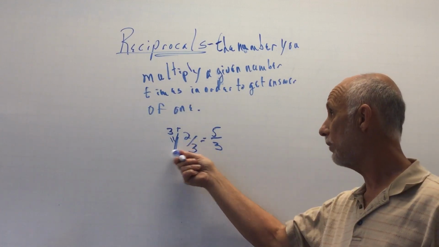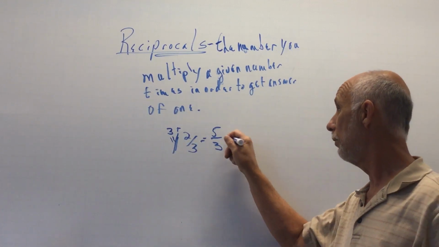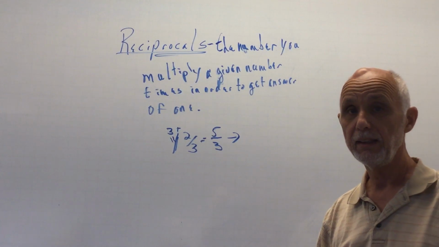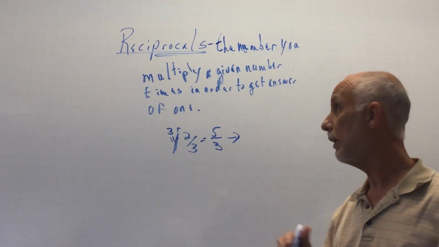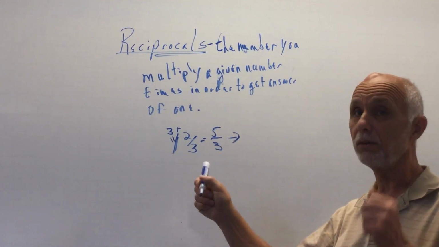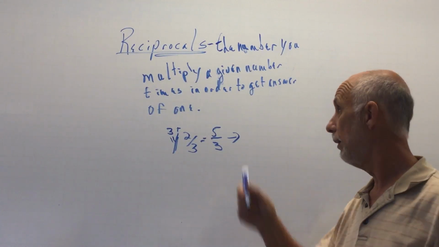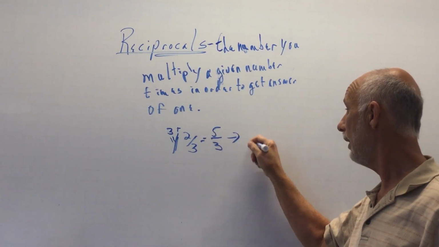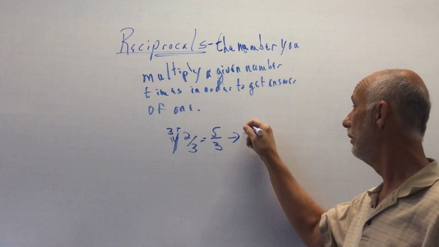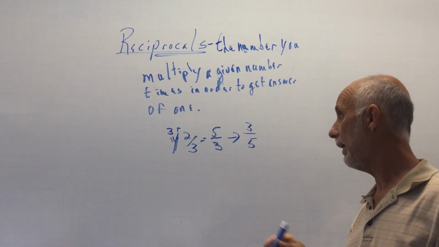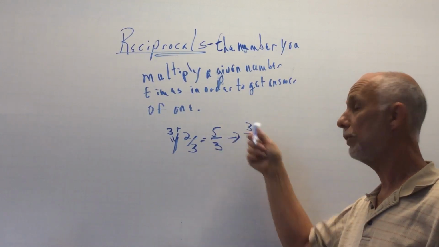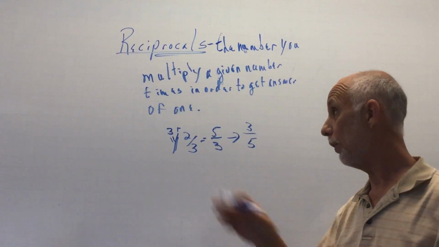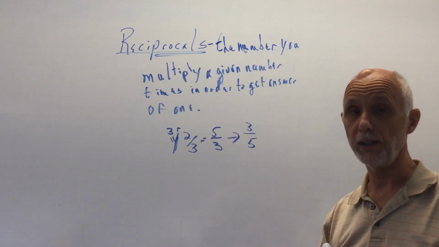Now, once I make the mixed numeral into an improper fraction, the reciprocal is easy to get. Because all you have to do to get the reciprocal is turn it around, flip it. Make the numerator the denominator, and make the denominator the numerator. And again, the reciprocal of 5/3 is 3/5. So the reciprocal of 1 2/3 is 3/5.